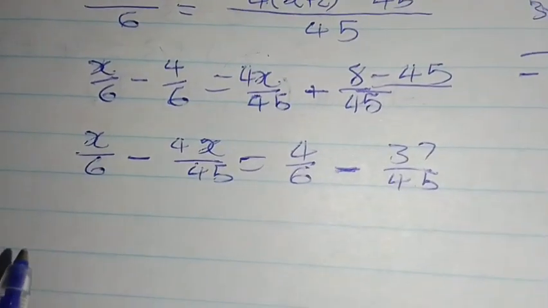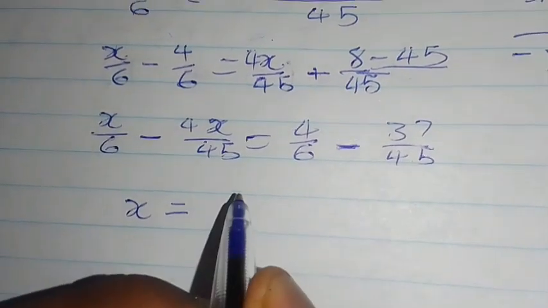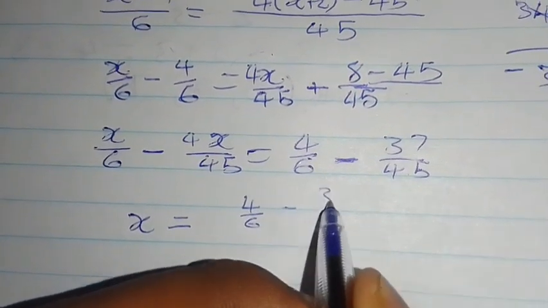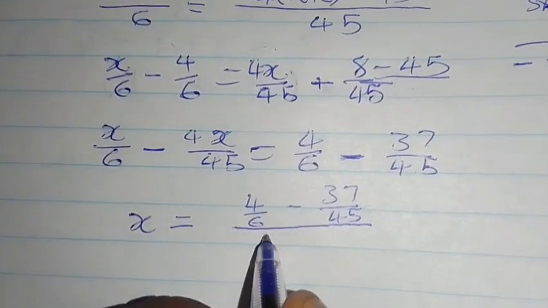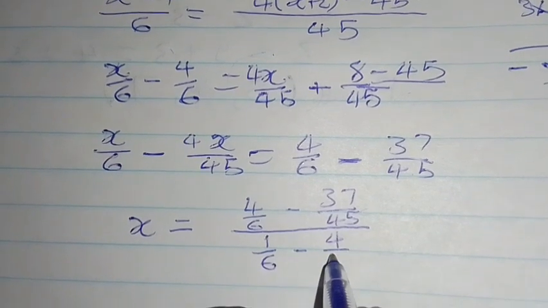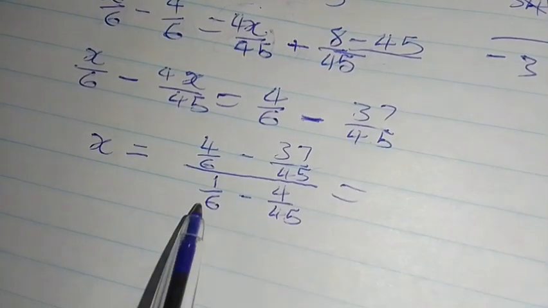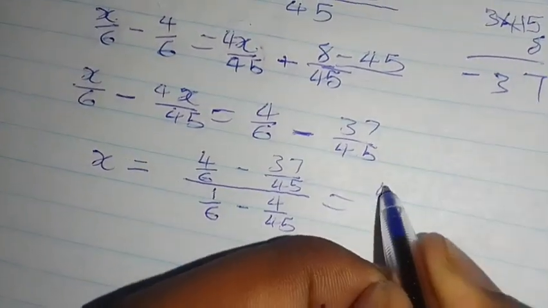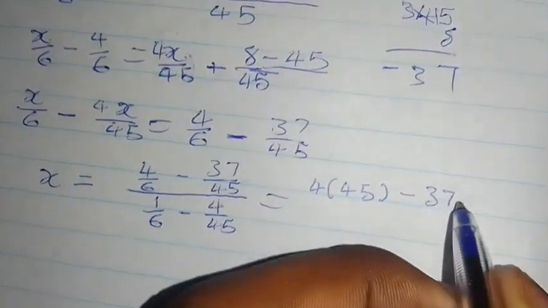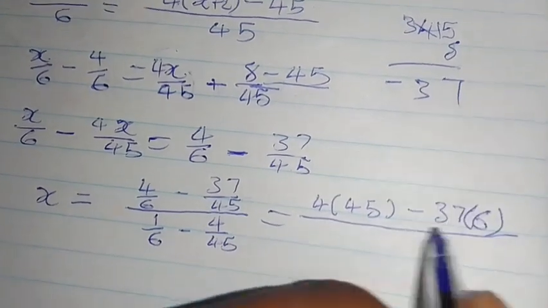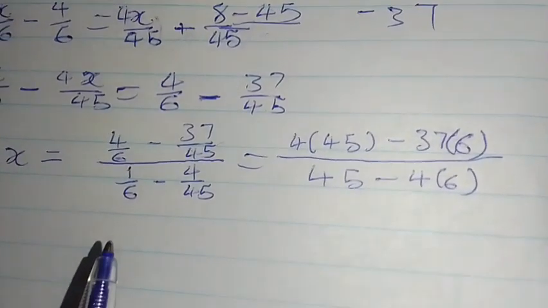So then what do we have? From here you can just solve for x. So x will be equal to 4 over 6 minus 37 over 45, divided by 1 over 6 minus 4 over 45. And how do you simplify this? Notice that the denominators here are basically the same. So you'll have 4 into 45 minus 37 multiplied by 6, divided by 45 minus 4 times 6. Then you can work on that.